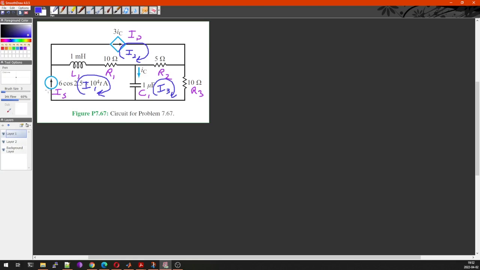Now that we've done that, let's go ahead and look at what we actually have to calculate. Starting with our current source, this is given to us in time domain. So I source is equal to 6 cosine (2.5 times 10 to the 4 t), and we will do plus 0 just to get it into proper form.